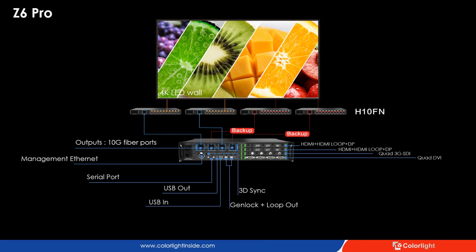Each trunk fiber connector supports 10 1-gigabit Ethernet connectors. It only needs 2 cables to drive a 4K LED wall, and you can add 2 more cables for redundancy. So you can run a 4K primary and 4K backup on a single processor.